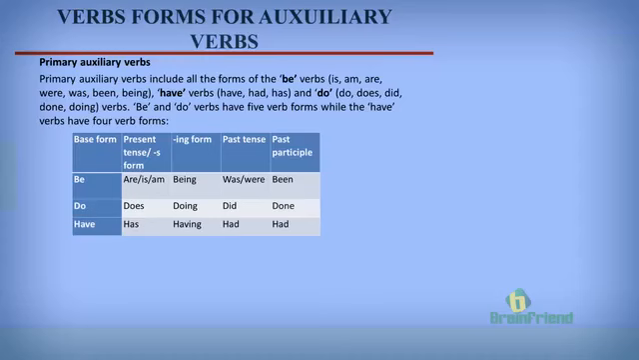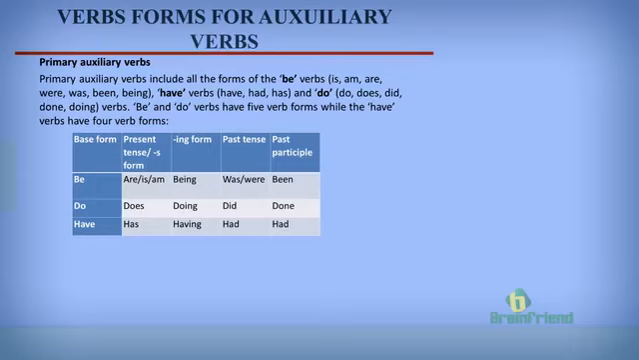Now, the second category of verbs we'll be looking at, and their verb forms, is auxiliary verbs. And we'll start with looking at primary auxiliary verbs. Remember that in our previous lessons we said auxiliary verbs are verbs that help main verbs. They are called helping verbs because they help main verbs to make actual meaning.